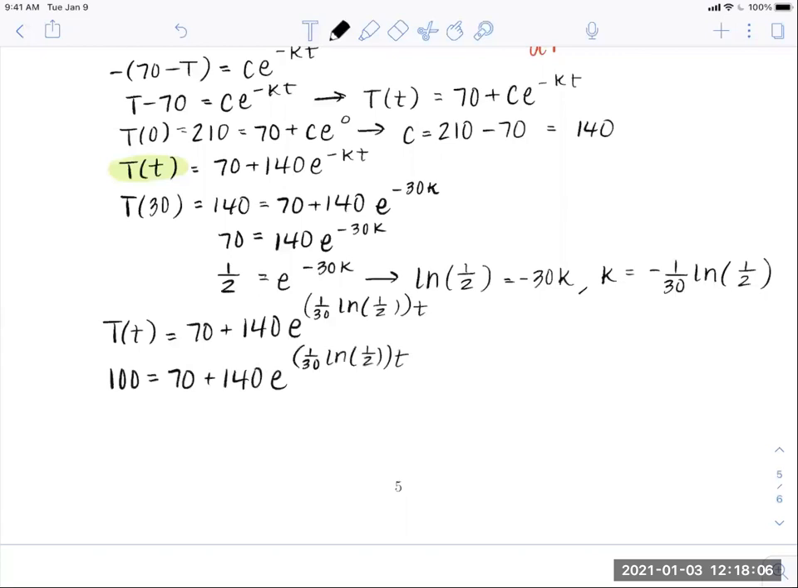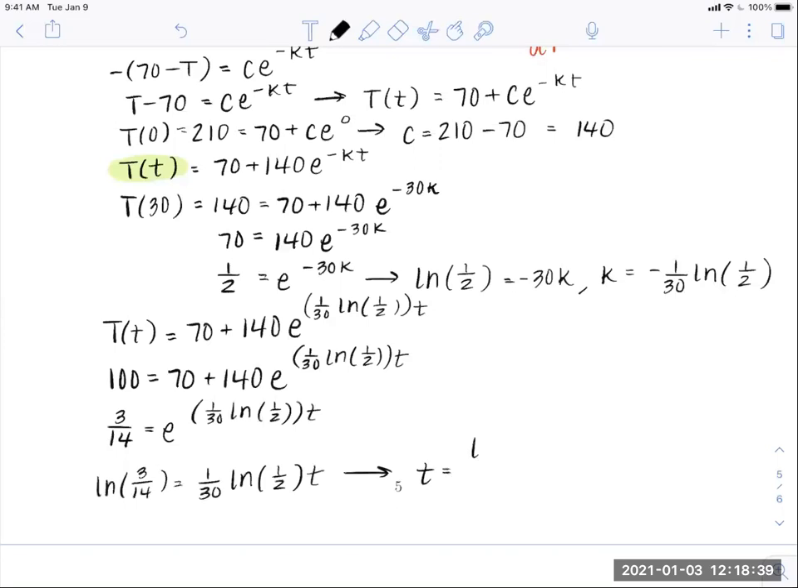Okay, so if I subtract 70 over, that gives me 30, and divide by 140 gives me 3/14 with this nasty exponent. Apply the natural log to both sides. And then finally divide through by that expression. So I have t equals the natural log of 3/14 divided by 1/30 natural log of 1/2.